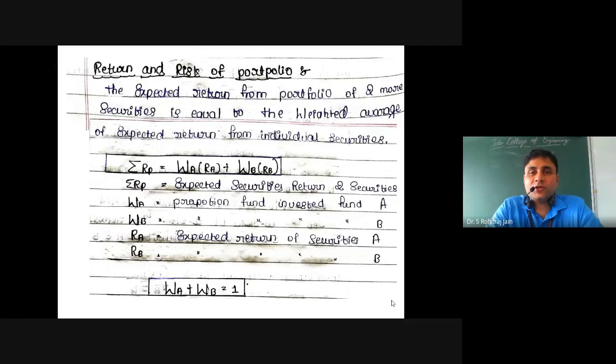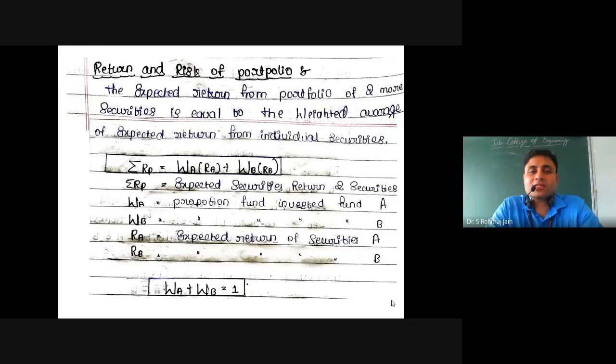Suppose in your portfolio there are two stocks. So what I have to do? I need to take how much proportion is invested in stock A plus how much proportion is invested in stock B. The same thing I have done there, that is WA into RA plus WB into RB. This is how we calculate the return of the portfolio.